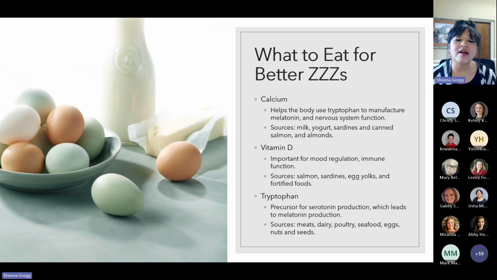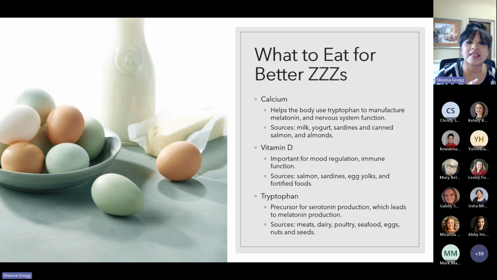So, additional nutrients that we want to think about, calcium. This is going to really help our body use tryptophan to manufacture melatonin, and nervous system function. So, our sources for calcium, in addition to taking a calcium supplement, are going to be your milk, yogurt products, so those dairy products, and then sardines and canned salmon. I know you want to be snacking on that throughout the day. Got to tell you about it because those are great sources of calcium, as well as almonds.